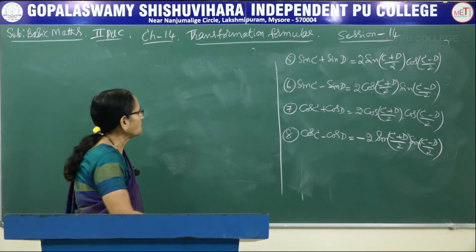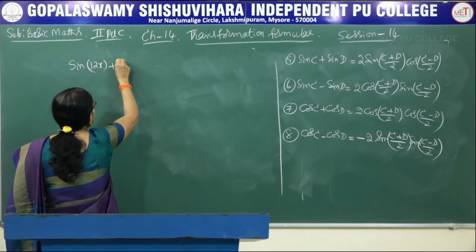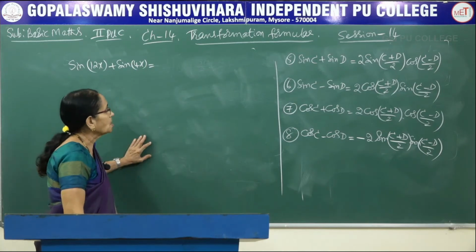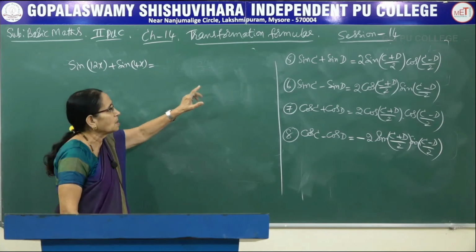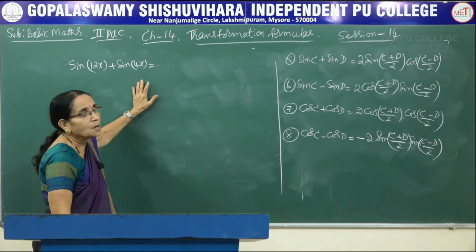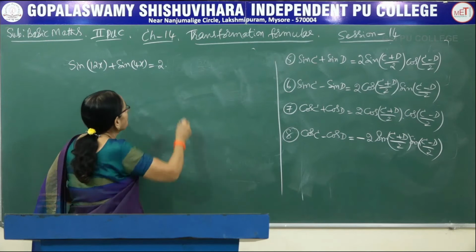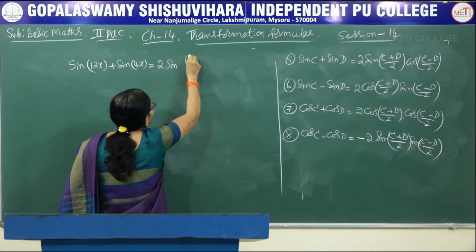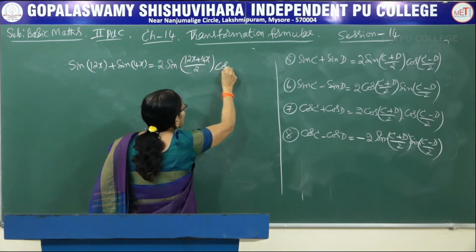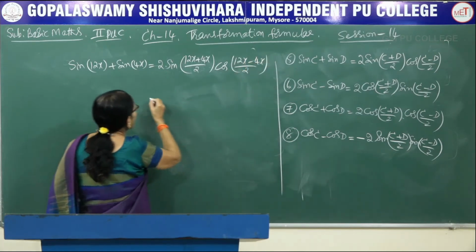So, first one, let me take sin of 12x plus sin of 4x. Now, you can see that it resembles the fifth formula, sin C plus sin D. In the place of C and D, I am having 12x and 4x respectively. So, first you write 2 sin of C plus D by 2, that means you have to add the angles, 12x plus 4x by 2, into cos of 12x minus 4x by 2. Now, simplify this.